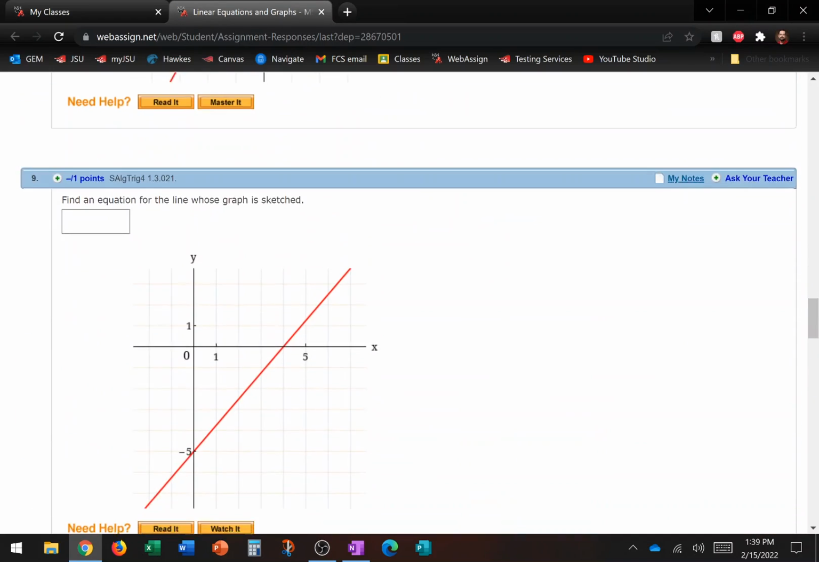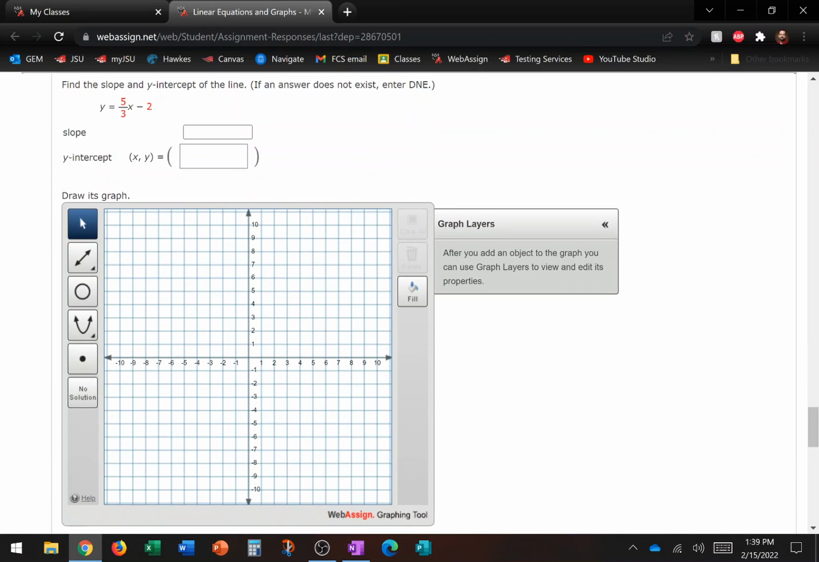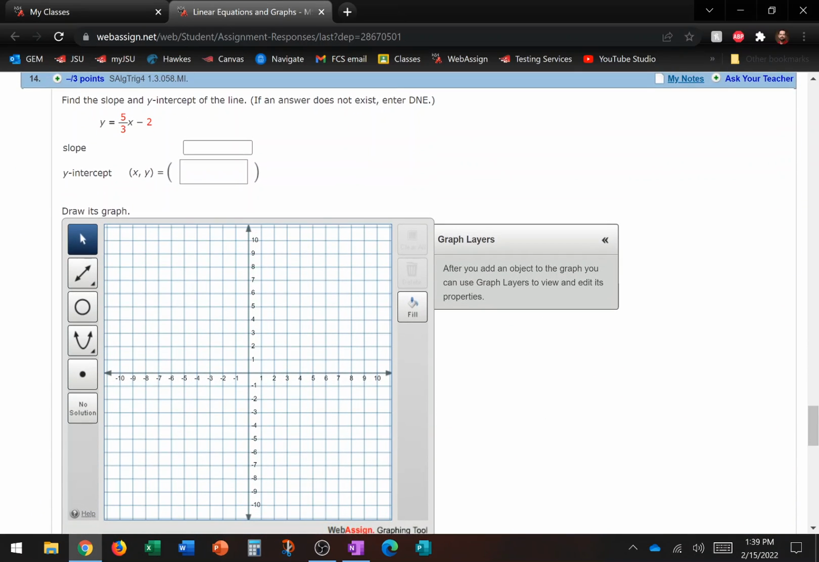You've only got a couple where you have to put the graph in. Let's look at this one. So this one we've got 5/3 x minus 2 as the equation of the line. What would our slope be on that? It'd be 5/3. The part in front of the x is our m.